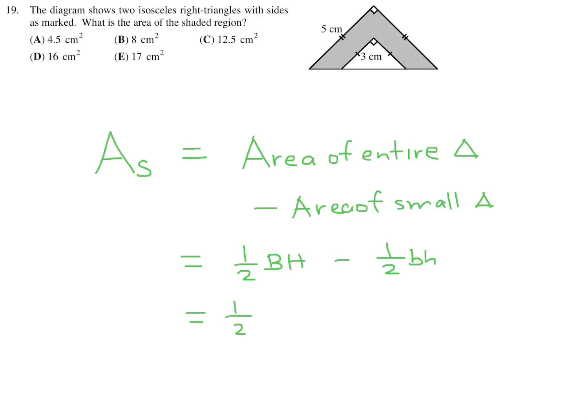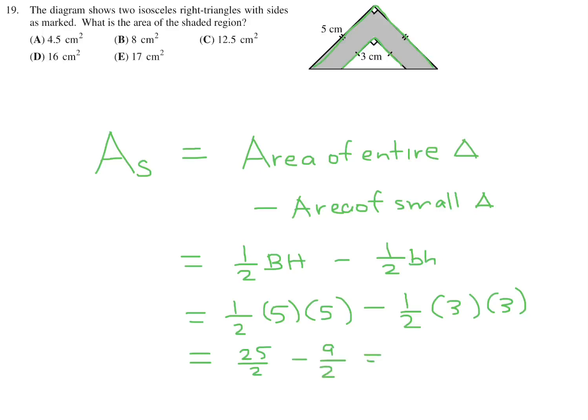The big base is right here, 5. The height is from here to here, and because it's isosceles, it's also 5. And similarly in the small triangle, the base is right here, 3, and the height is also going to be 3 since it is an isosceles triangle. So this becomes 25 over 2 minus 9 over 2, and that is 16 over 2, which is equal to 8. So the area of the shaded region is 8. So 19, the answer is B.